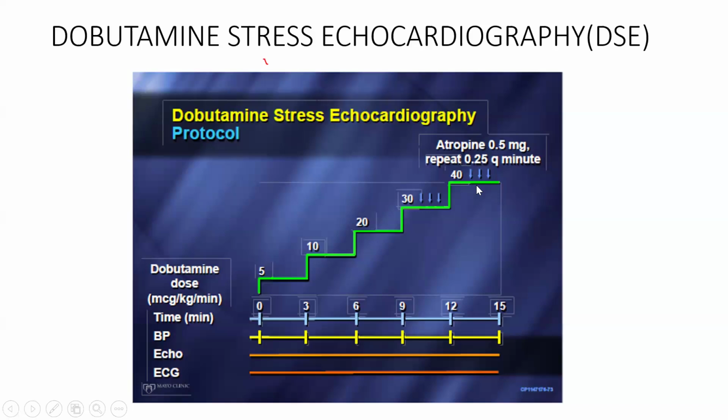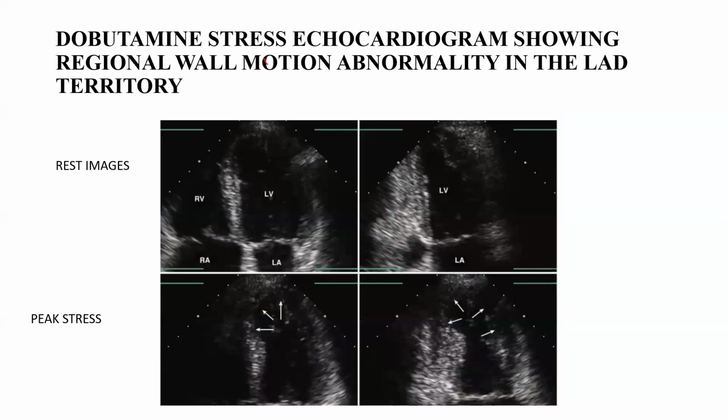Now at 40 mic per kilo, if you're unable to achieve the heart rate that is necessary, most literature will say 85% of the target heart rate, as we know, but the American Society of Echocardiography on stress echo said a minimum of 80%. So if you're unable to achieve that, then you will use atropine to augment to achieve that target heart rate.